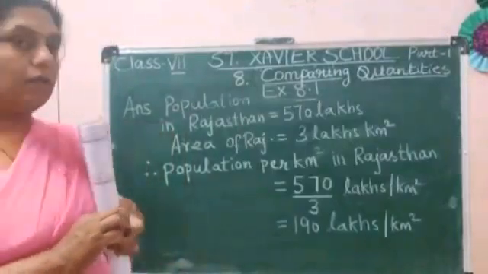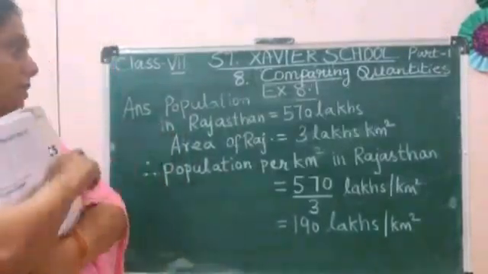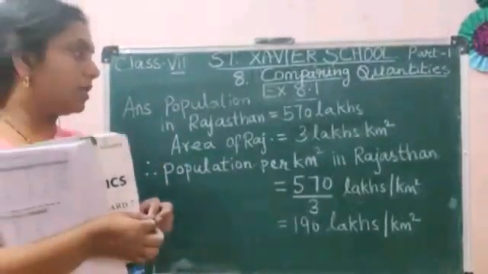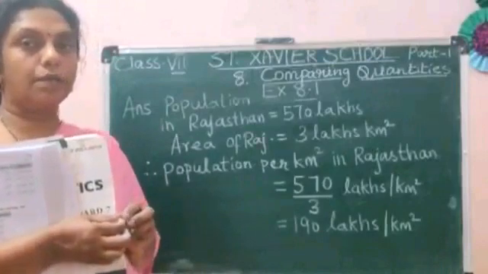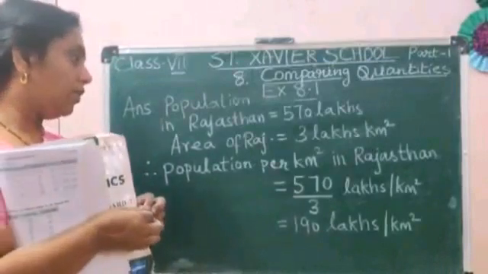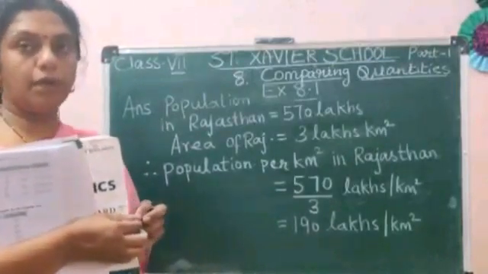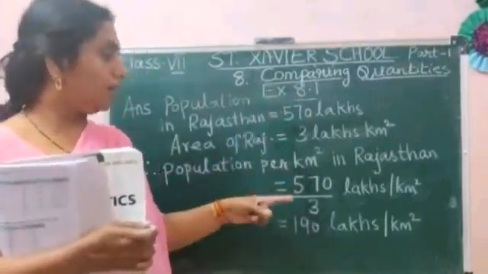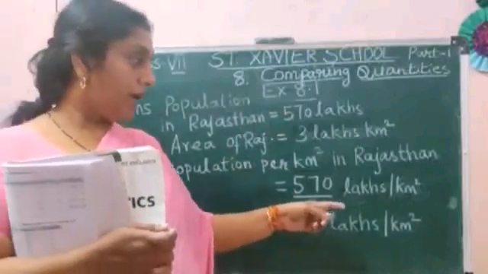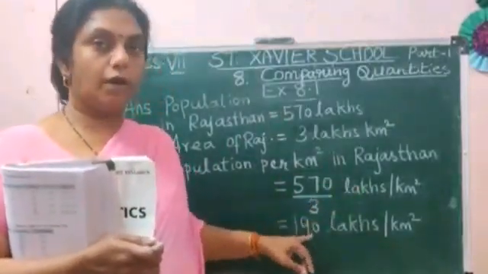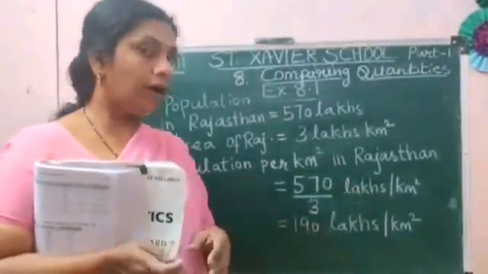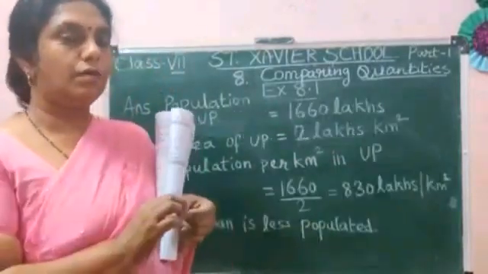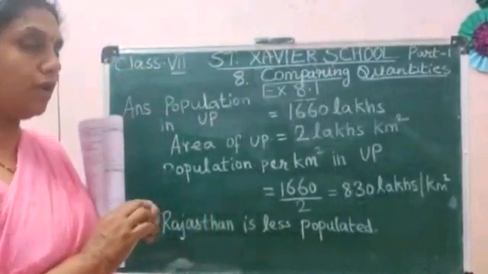Answer: the population in Rajasthan is given as 570 lakhs. Area of Rajasthan is 3 lakh kilometer square. Therefore, population per kilometer square in Rajasthan is 570 divided by 3, so when you divide, you get 190 per kilometer square. First we have found it for the state Rajasthan.